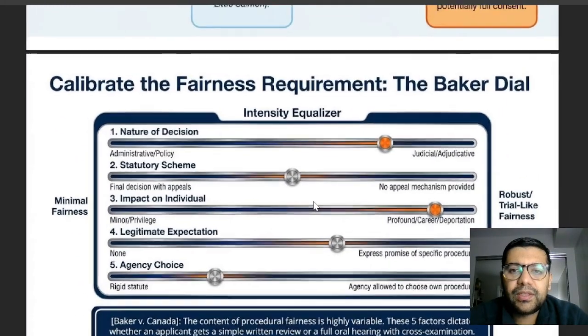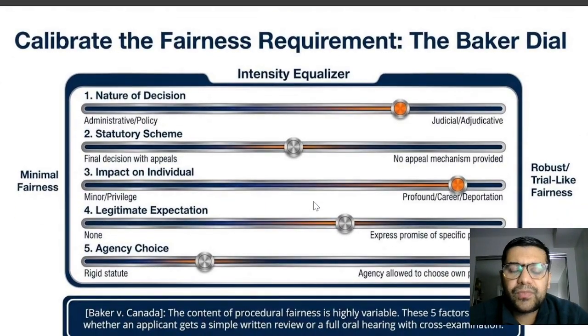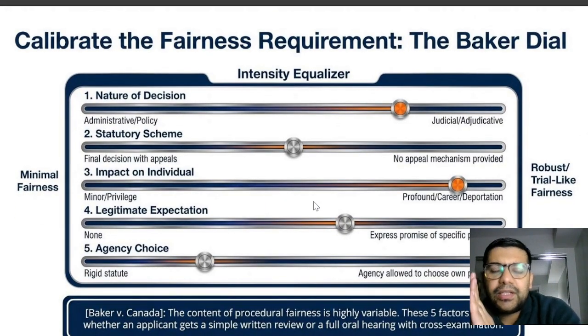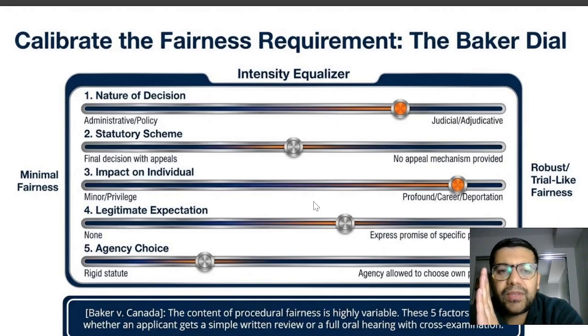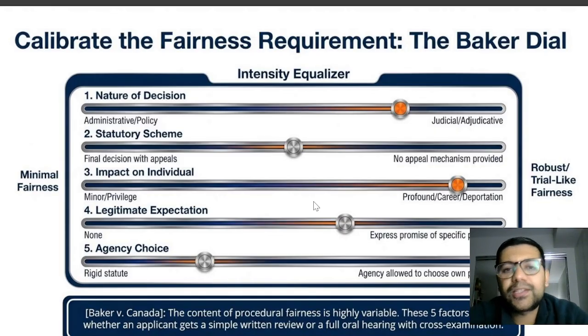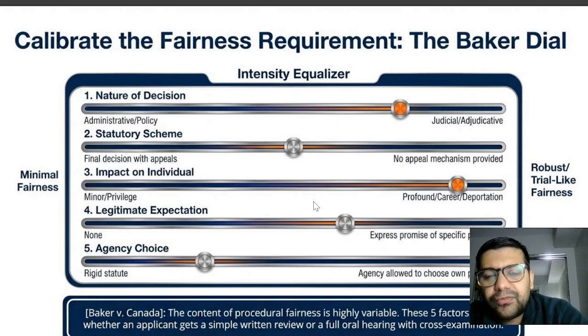here, if the nature of the decision, the statutory scheme, the impact on the individual, the legitimate expectation, and agency choice is on the left hand side, then the minimum fairness is owed. So if it's a judicial, adjudicative like decision, that's where the maximum procedural fairness is owed to a person.